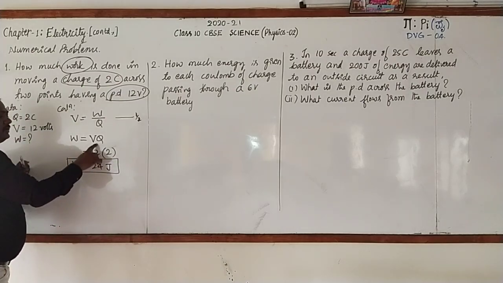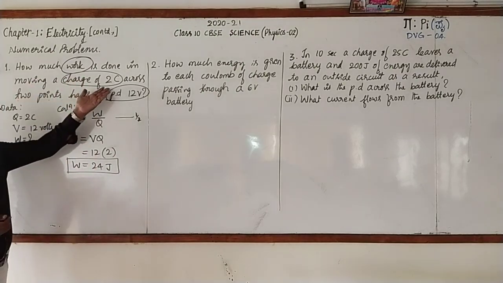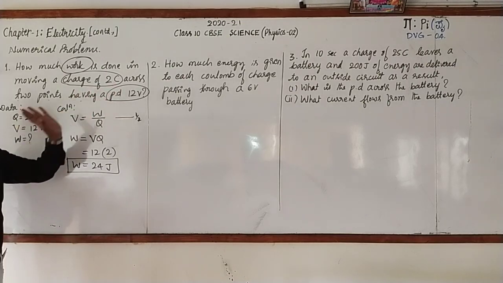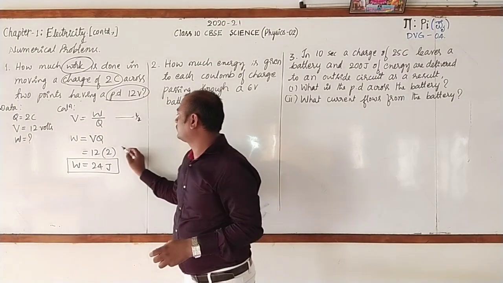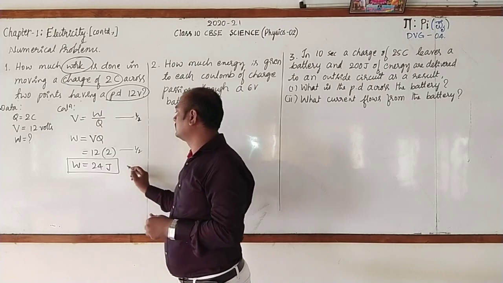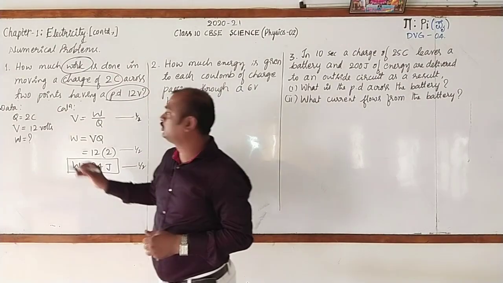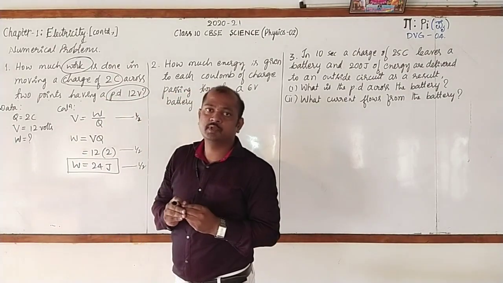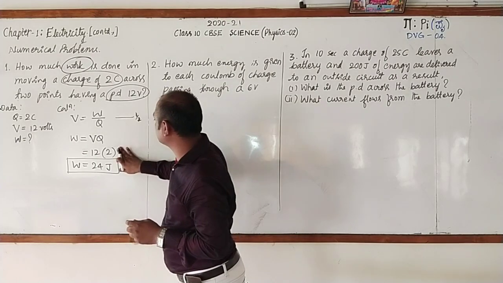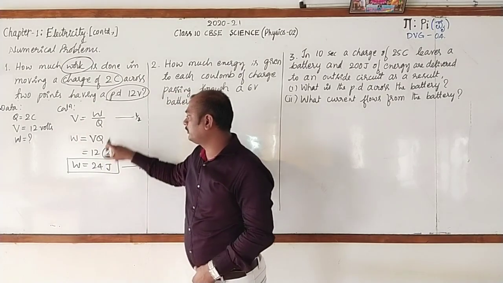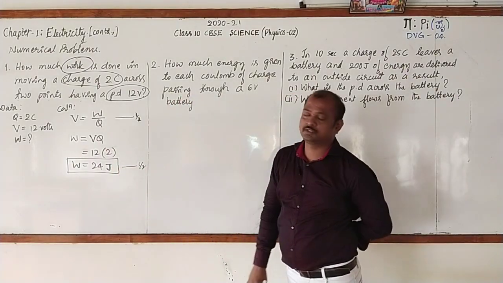Got it? So 24 joules of work is done in moving a charge of 2 coulomb across 2 points having the potential difference 12 volts. Now, half marks for substitution, and this is half marks. I am writing data, half marks. Total 2 marks can be given. There is even a chance of this problem being given for just 1 mark. Under such condition, we consider only the formula and final answer. And it is very important to write the SI unit.